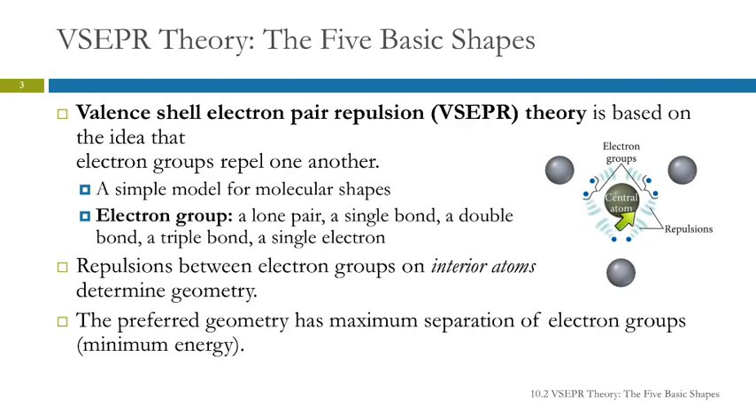So the idea here is that around the central atom, there are electron pairs, or electron groups specifically. And these electron groups repel each other. They take up space and they push each other away. So it's important to understand what an electron group is. An electron group would be a lone pair, a single bond, a double bond, a triple bond, or a single electron. We sometimes slip and say electron pairs, but they are electron groups. So we look at the repulsions between the electron groups on interior atoms, and that will determine the molecular geometry. In preferred geometries, you're going to have a maximum separation of those electron groups because that will be a minimum energy. And everything's trying to go to lower energy.